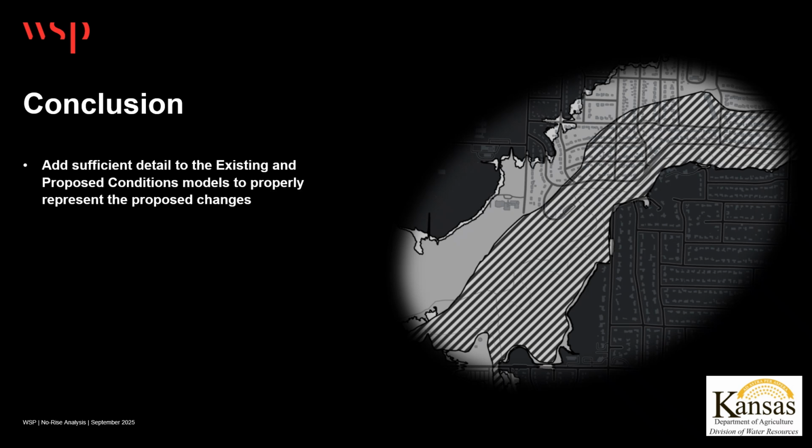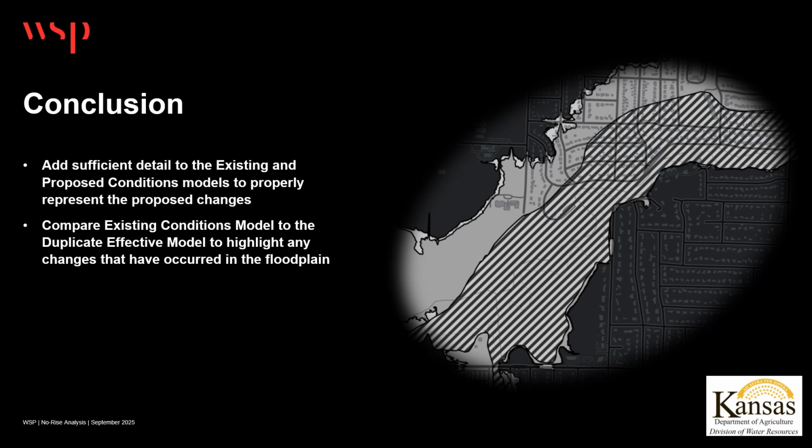Be sure to add sufficient detail to properly represent your proposed development in the existing and proposed conditions modeling. Then compare the existing conditions model back to your duplicate effective model or corrected effective model to highlight any changes that have occurred in the floodplain since the maps went effective. If there are significant changes, you may need to contact KDA to let them know of the issues.